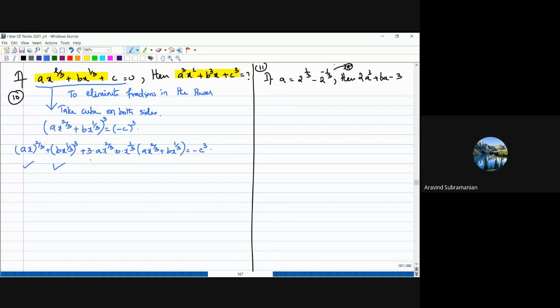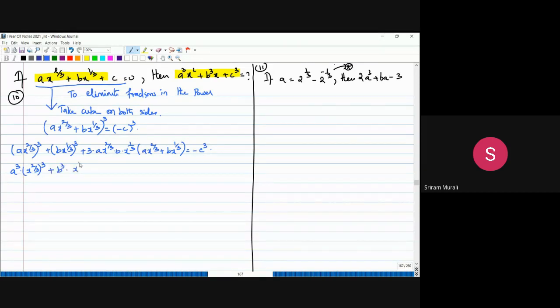Sir, for a cube, a cube should come outside, sir. This is a x power 2 by 3 the whole cube. Now I have to split the power. A power m into b power m. So using that identity, this is a cube, x power 2 by 3 the whole cube plus b cube.